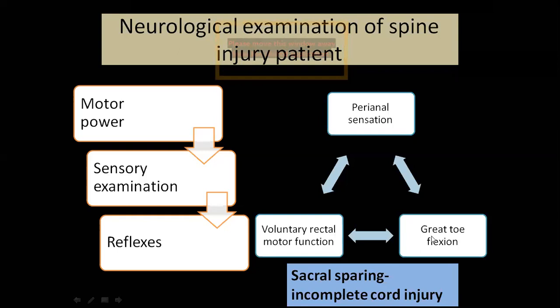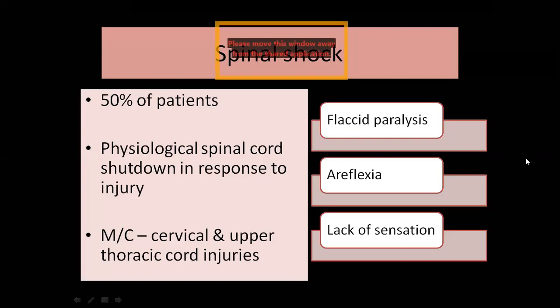So we have seen neurogenic shock. There is another shock in spinal injury, the spinal shock. What is a spinal shock? Usually when there is an injury to the spinal column or the spinal cord, there is a physiological spinal cord shutdown in response to the injury. Unable to bear the shock, the spinal cord physiologically shuts down. That is called spinal shock. Spinal shock is more common in cervical and upper thoracic cord injuries, and relatively rare in thoracolumbar and lumbar injuries.